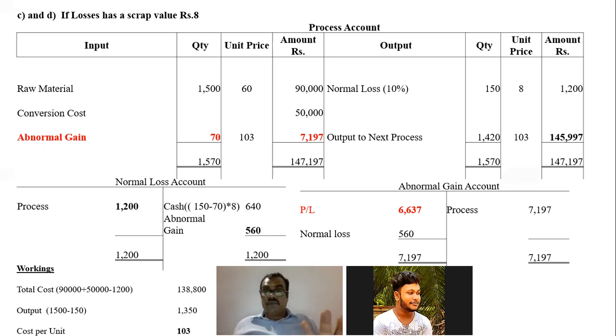Nevertheless, in the integrated accounts, this is how it goes. We assume for the time being that this abnormal gain can happen under the given situation. Therefore, instead of 138,000, it is inflated to this much. The difference is taken to the abnormal gain account.